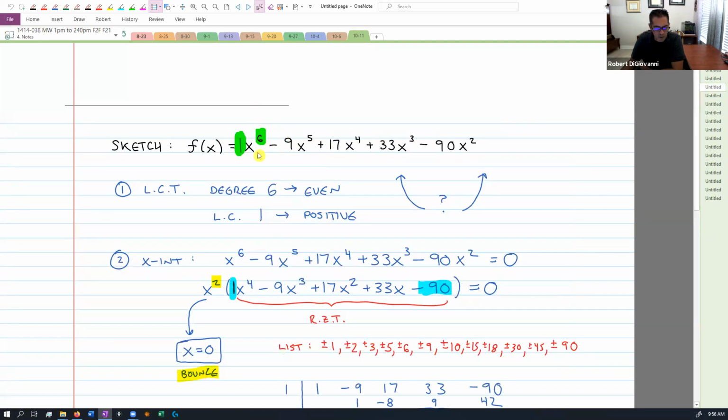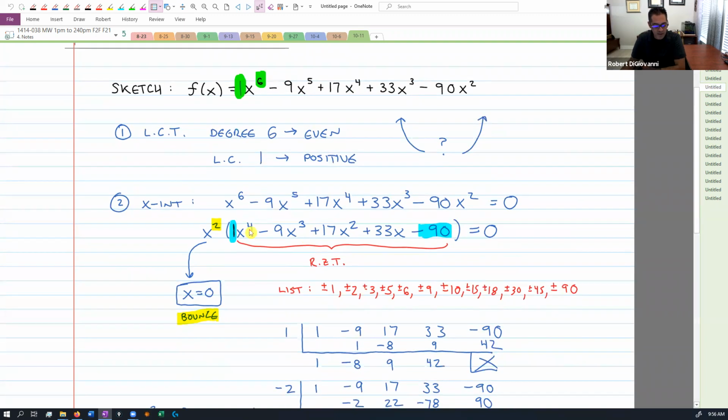Here's their function: x to the 6th minus 9x to the 5th plus 17x to the 4th plus 33x cubed minus 90x squared. So they have to solve this equation. They have to set this equal to 0 and solve it, which is a much more difficult thing to do, because we're sticking in this class to really 3 things: GCF, difference of squares, trinomial, and 4 terms, but we're stopping there. No more than 4 terms.